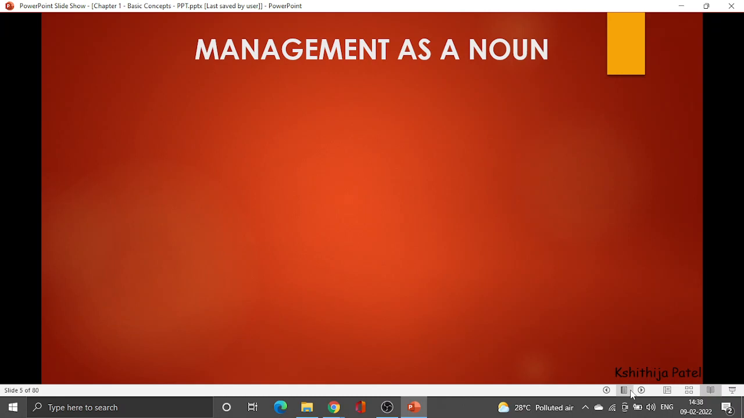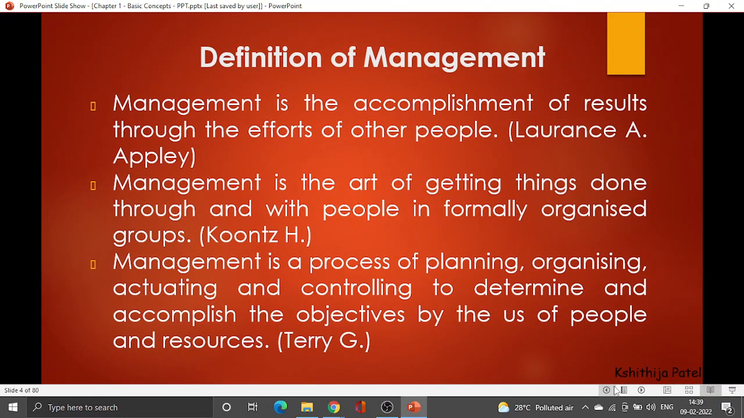Now, if we go through different definitions, there are a lot more than these few definitions. You have the definition given by McFarland, where he tells that management is the process by which the people who are called managers create, direct, maintain, and also operate a purposive organization through systematic and coordinated cooperative human effort. So basically, if we see all these definitions, they give a common idea.